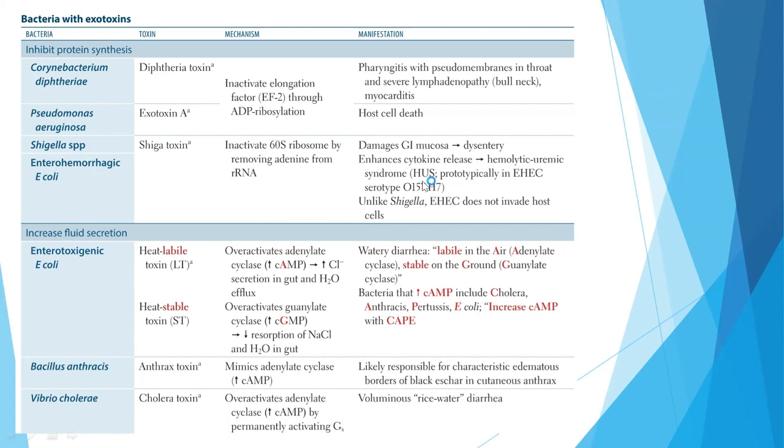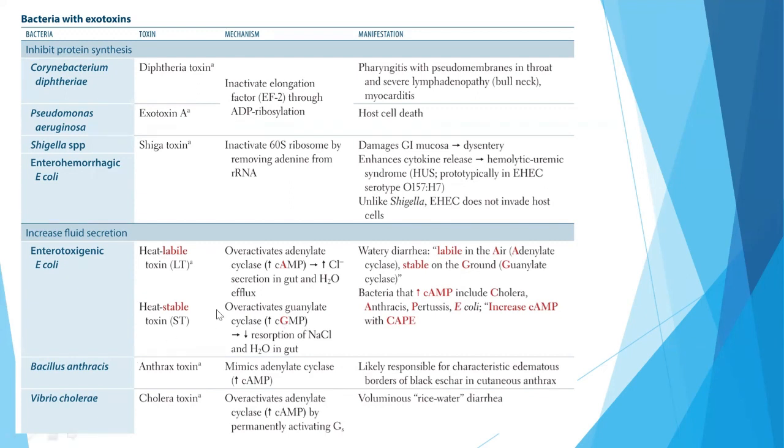They can cause hemolytic uremic syndrome. Another toxin increases fluid secretion, in the case of enterotoxigenic E. coli, which can produce either heat-labile or heat-stable toxin. The heat-labile toxin overactivates adenylate cyclase, that is, it increases cAMP, and it can increase chloride secretion in the gut. And whenever there is increased electrolyte or chloride or increased osmolality in the gut, ultimately it draws water inside the gut, and so it can cause watery diarrhea.